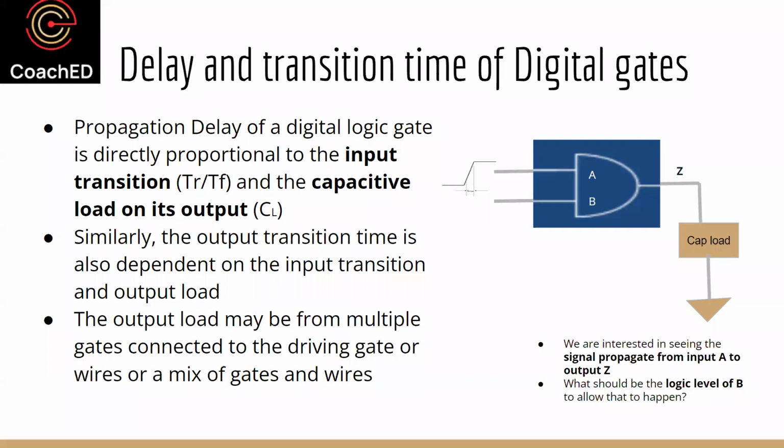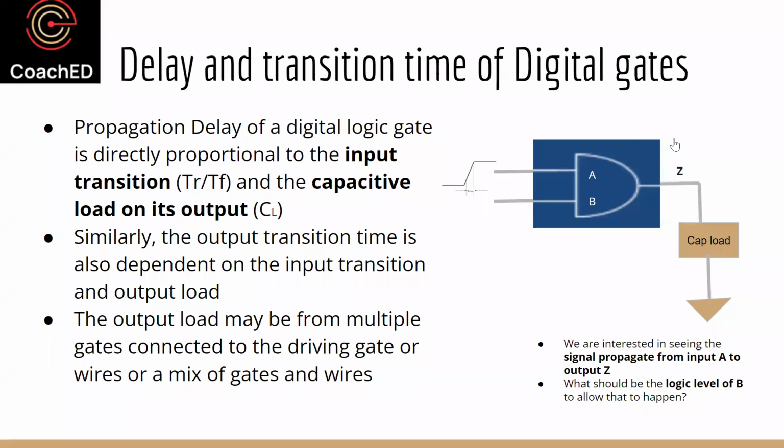So what we're going to talk about, in the slide, is delay and transition time of digital gates. Delay, as we discussed last time, is nothing but propagation delay, which means the delay from the input to the output. And transition time, specifically output transition time, is nothing but the time taken by the signal to go from a certain level of its logic level to another lower or higher level of its logic level.